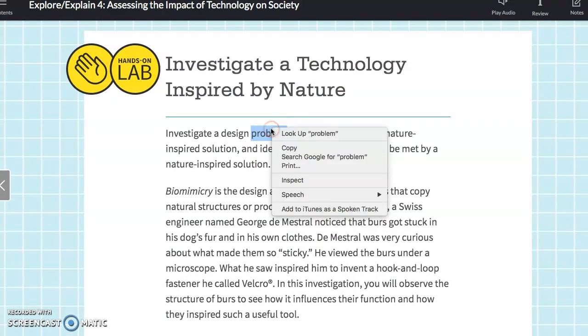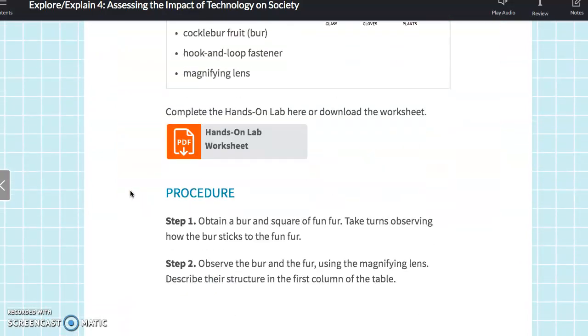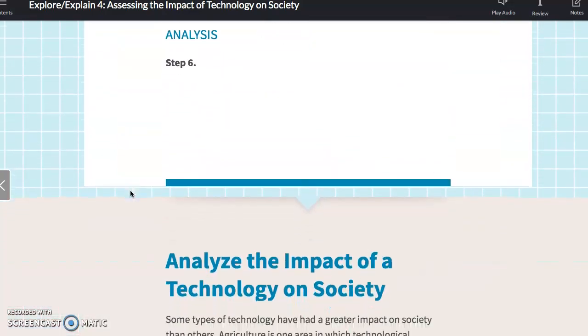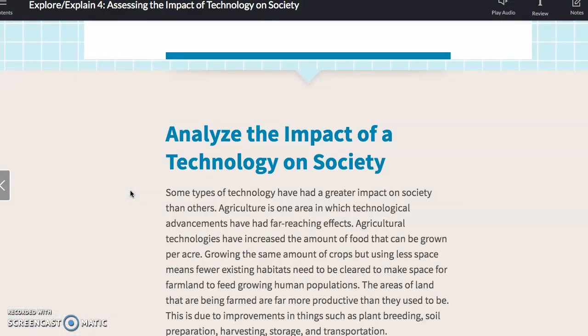Ooh, hands-on lab. We never do hands-on lab. If your teacher assigns it to you, I can help you individually. But usually, since we're doing all the online, we're not doing hands-on labs right now.